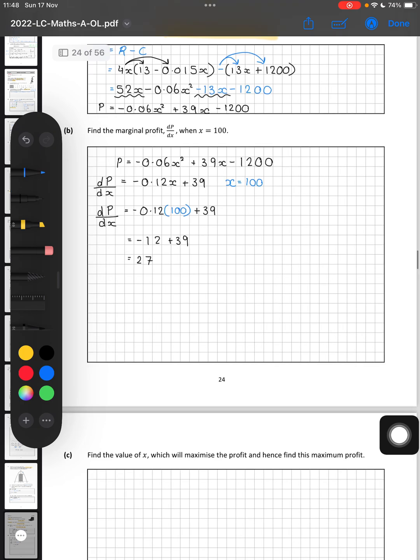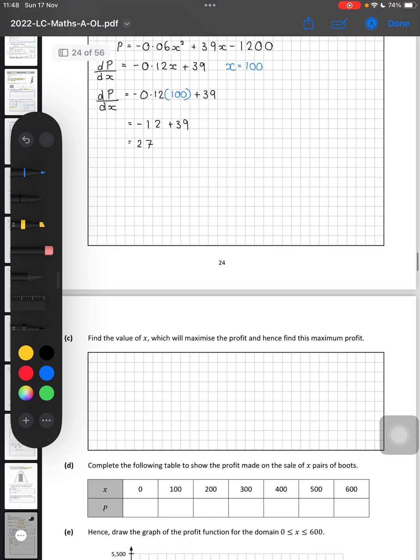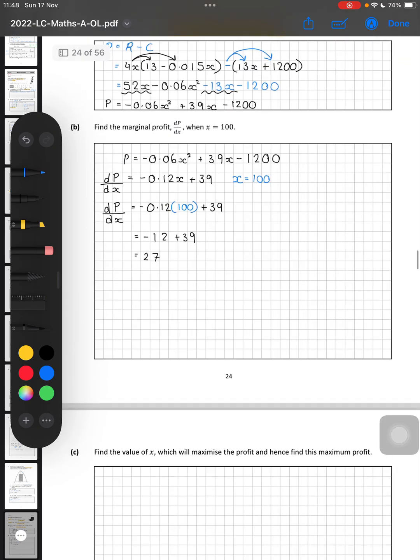It then says find the value of x which will maximize the profit and hence find this maximum profit. So they've already introduced calculus to us, we need to use that. And we were given a hint here when it says maximize. Remember what they mean when they say maximize. What we're doing most of the time when they say maximize is we are getting the first derivative, which we've already gotten, and we are letting it equal to 0.